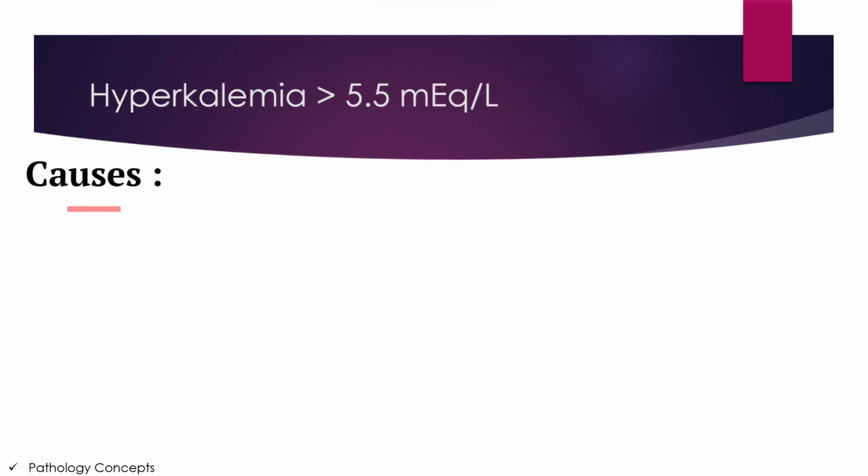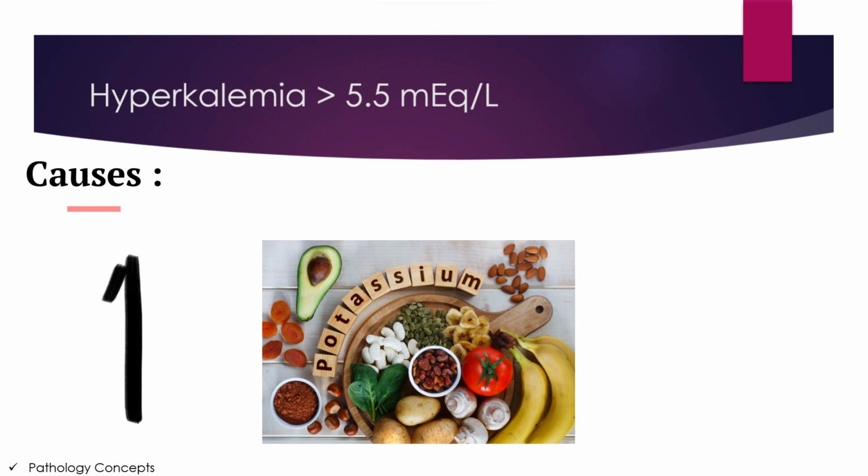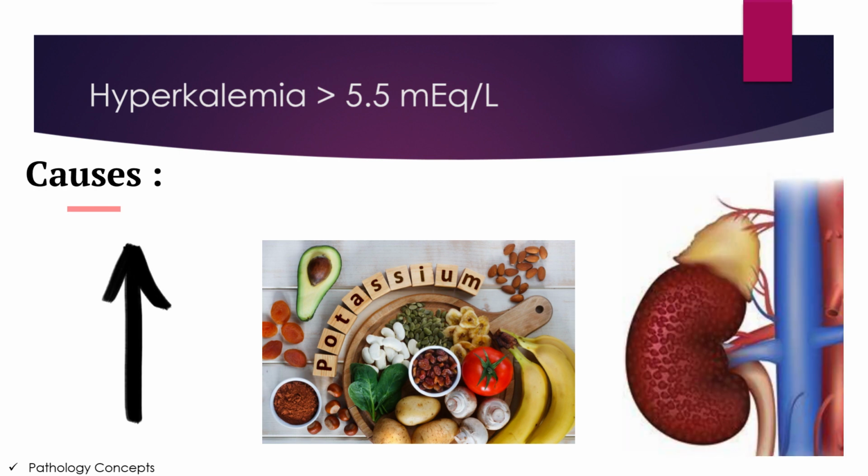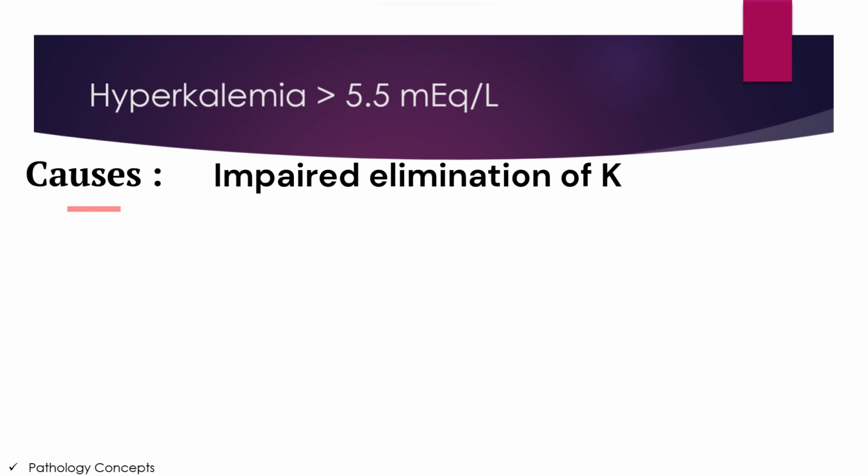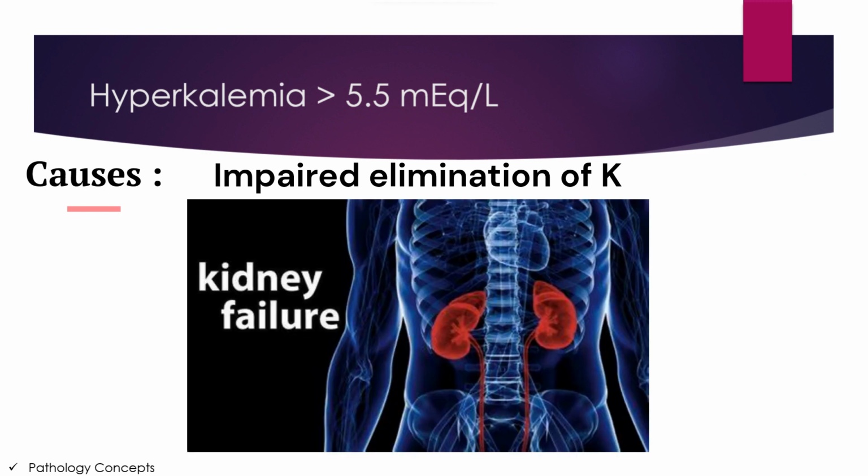The causes of hyperkalemia are: first is excessive intake. In a patient with impaired renal function, especially when GFR is less than 15 ml per minute, a slight increase in potassium intake can cause severe hyperkalemia. Second is impaired elimination of potassium. It is due to renal insufficiency, either acute or chronic.